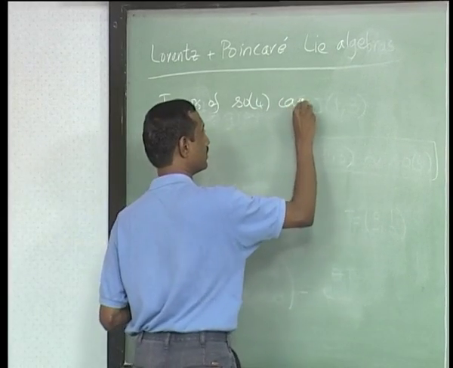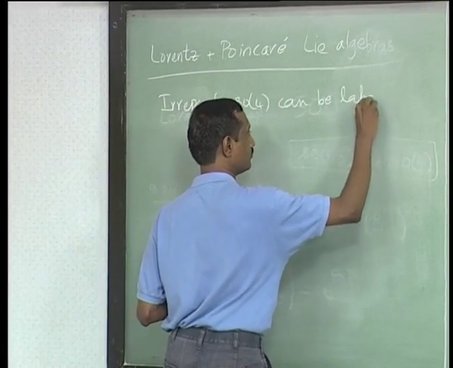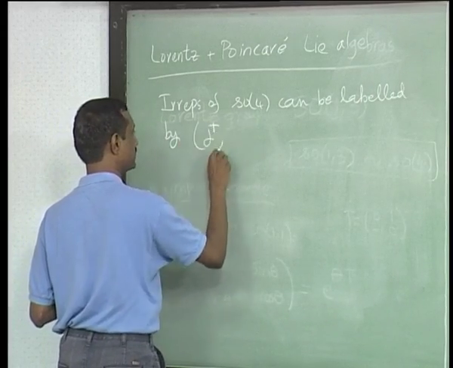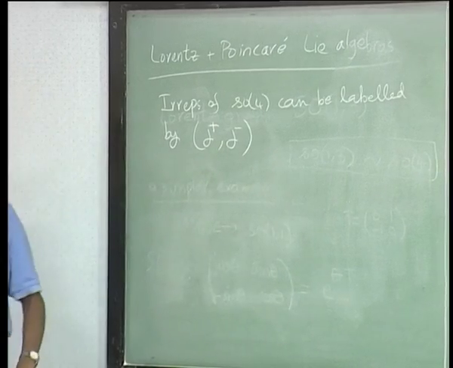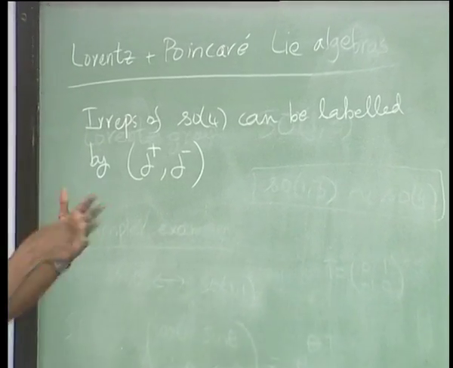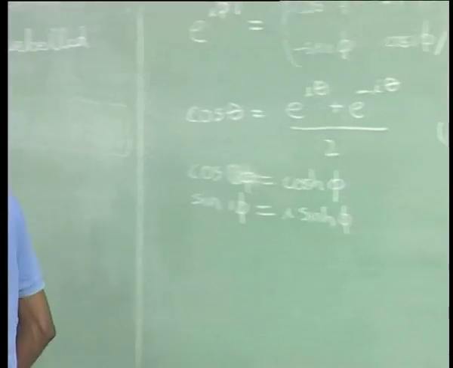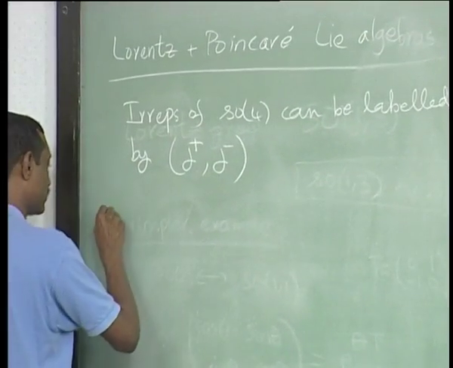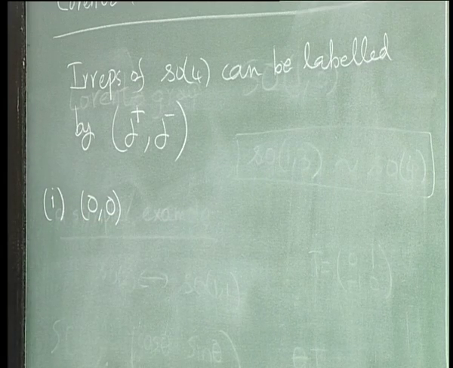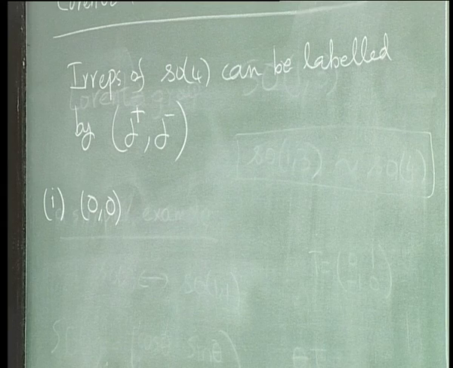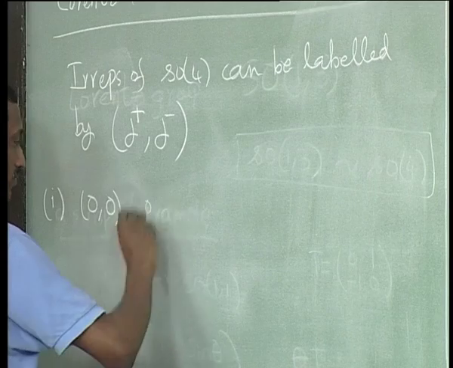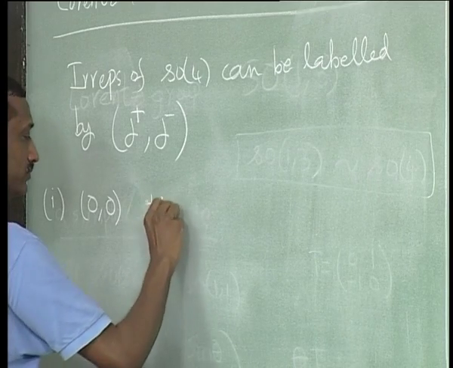So irreps of SO(4) can be labeled by 2 numbers, by j plus and j minus. So these are like commuting labels. Now let us start working through these examples. The first one is, I will just write numbers 0 0, what would this be? Scalar. It is just a scalar one dimensional representation, so this is a trivial representation.